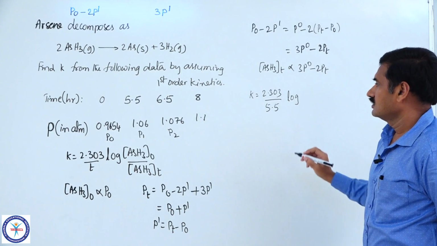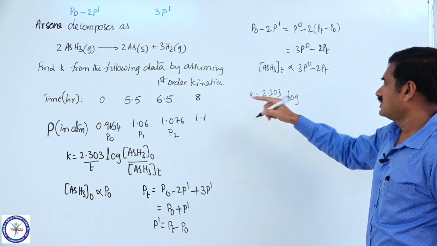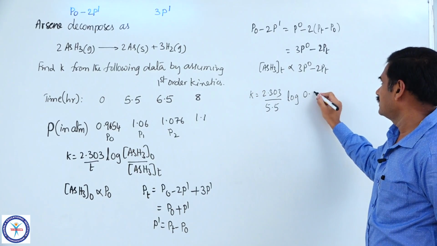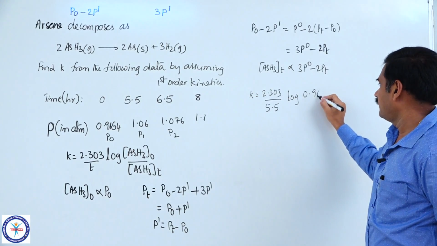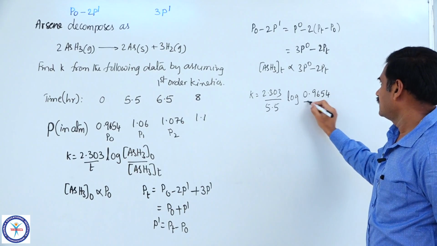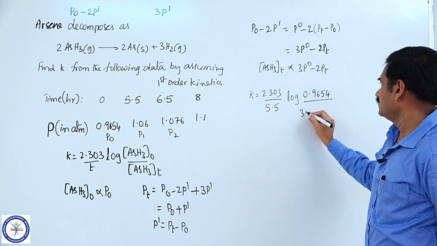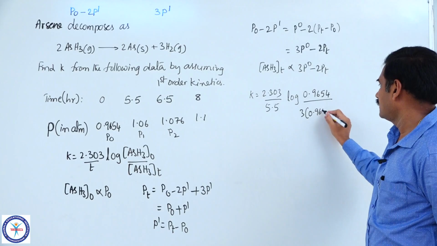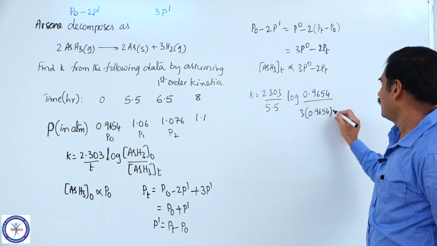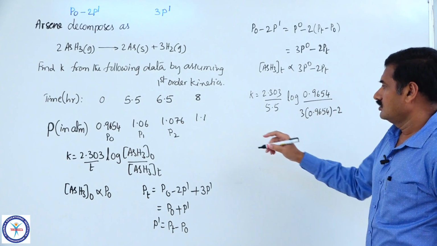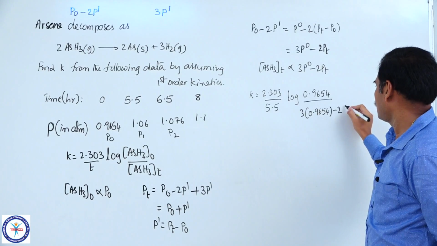log initial pressure 0.9654 atmosphere divided by 3 into 0.9654 minus 2 into 1.06.